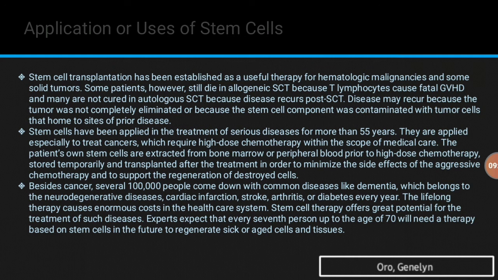Besides cancer, several hundred thousand people come down with common diseases like dementia, which belongs to the neurodegenerative diseases, cardiac infarction, stroke, arthritis, or diabetes every year. The lifelong therapy causes enormous cost in the healthcare system. Stem cell therapy offers great potential for the treatment of such diseases. Experts expect that every seventh person up to the age of 70 will need a therapy based on stem cells in the future to regenerate sick or aged cells and tissues.